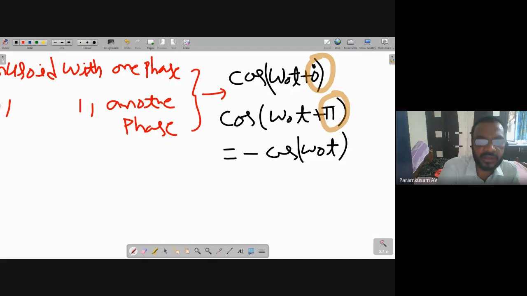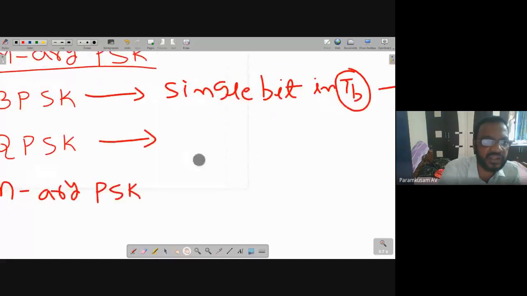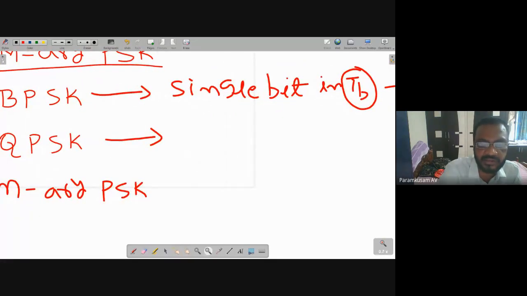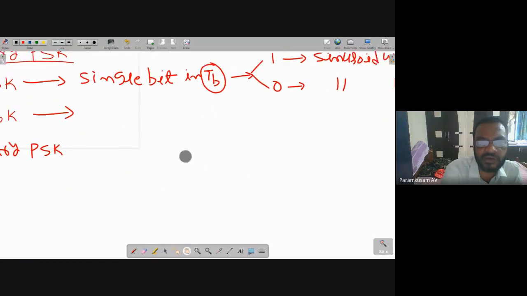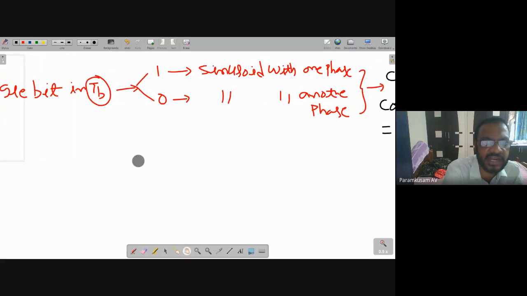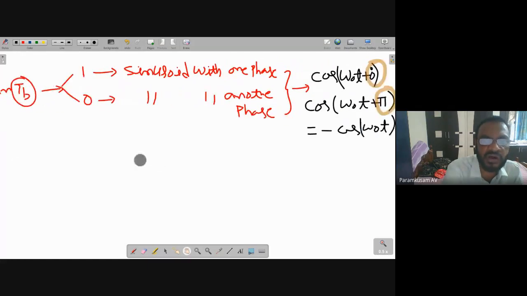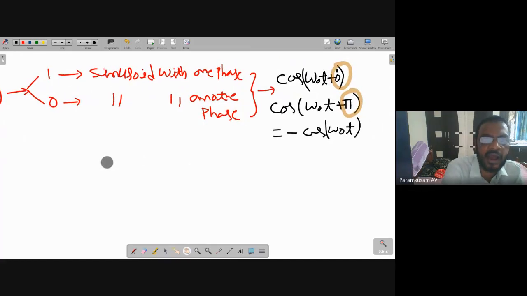So what happens in binary phase shift keying? We transmit a single bit in 1 bit duration. With 1 bit transmitted, the 2 combinations are either 1 or 0. If it is 1, you transmit a sinusoid with phase angle 0 degrees, or you transmit a sinusoid with phase angle 180 degrees for logic 0.